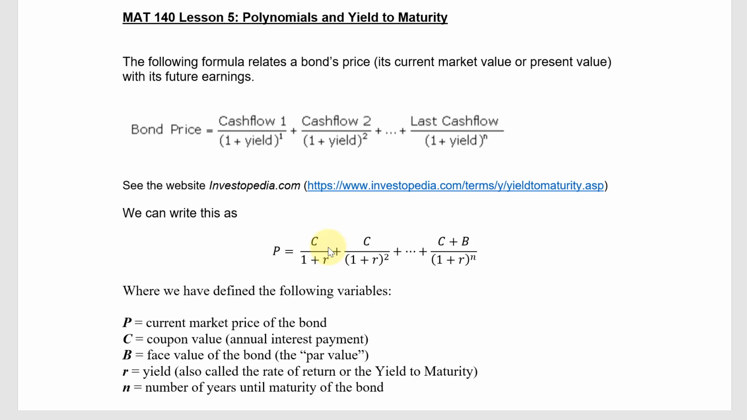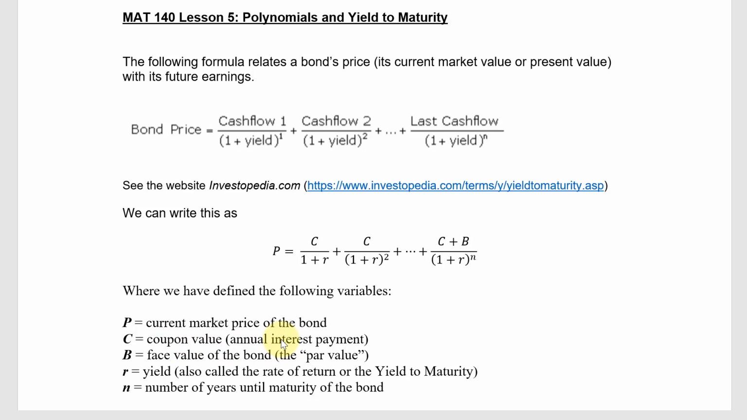So we can write this formula in this form, where we have the following variables defined. P is that current market price, the bond price in the formula above. P is the bond price. It's what you would pay today for the bond. C is what's called the coupon value. It's these regular payments that you get from the bond.